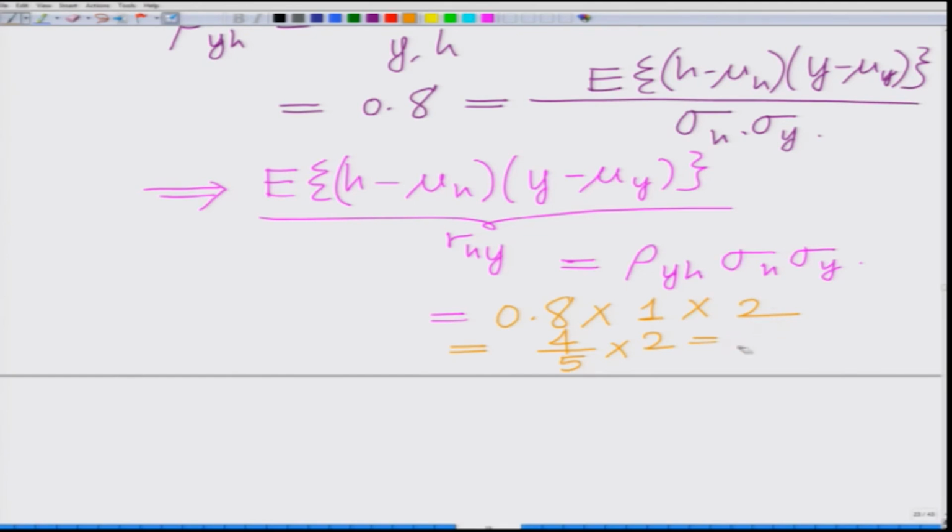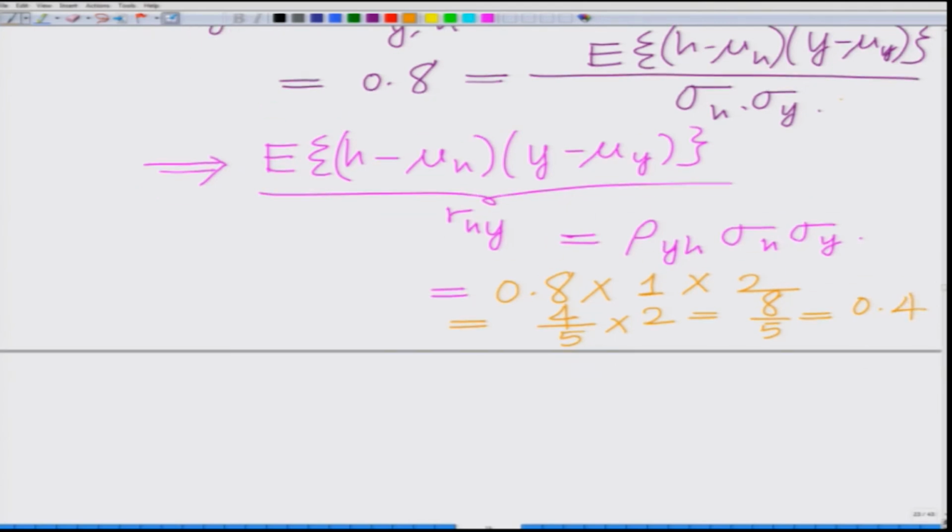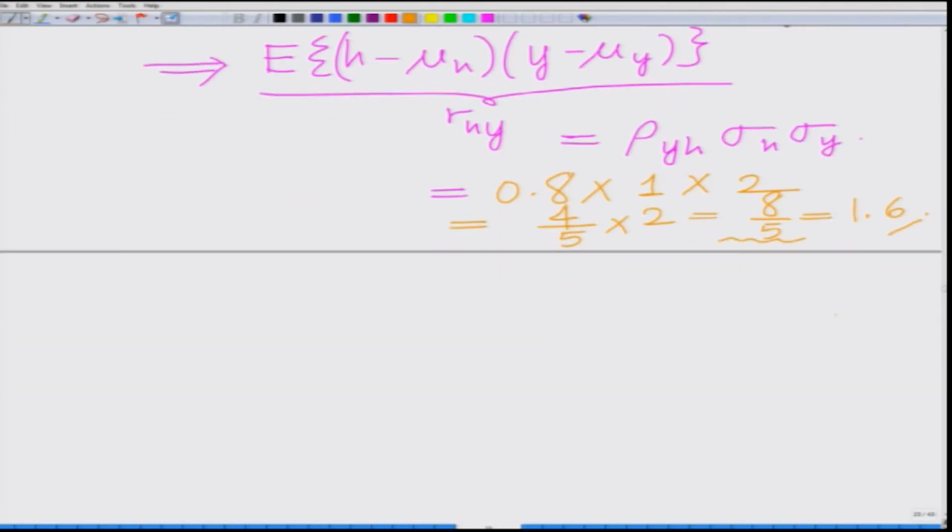which is equal to 8 by 5, which is basically 1.6. So this is your RHY. RHY is basically 1.6, or 8 by 5. So now we have RHY.